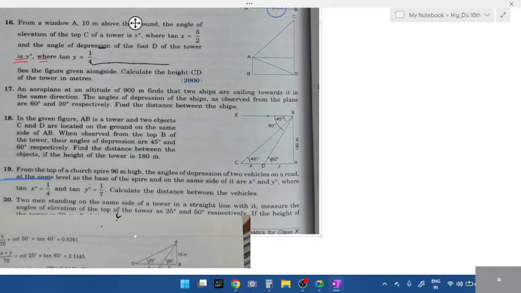Okay. Look at the 18th one. How do you solve the 18th one, students? Can you see angle of depression? What is given in the question? Angles of depression. How many angles are given? Two angles. I'll read the question. In the given figure, AB is a tower, and two objects C and D are located on the ground on the same side or the opposite side?